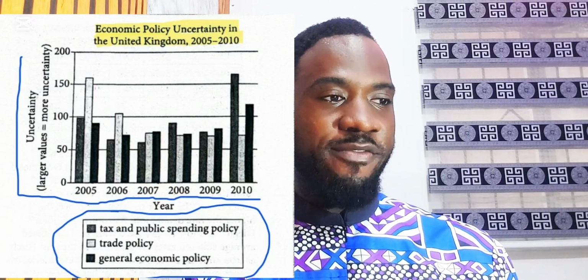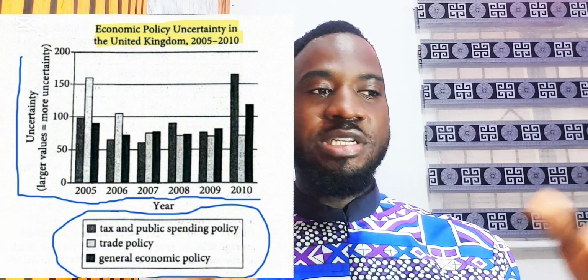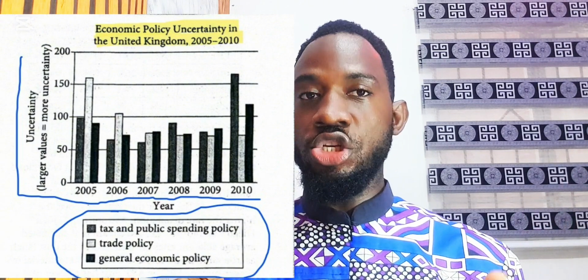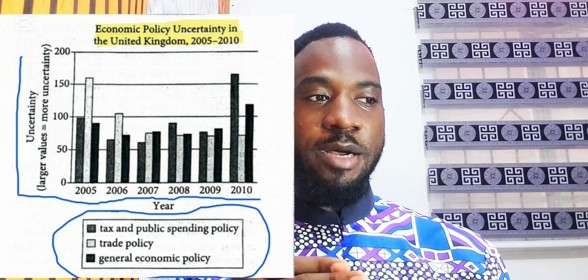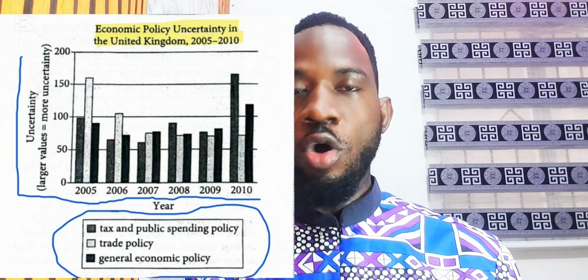The title, as we have here, says Economic Policy Uncertainty in the United Kingdom. So this is simply the uncertainty about economic policies in the UK within these years, 2005 to 2010. That taken out of the way. What other part are you looking at?